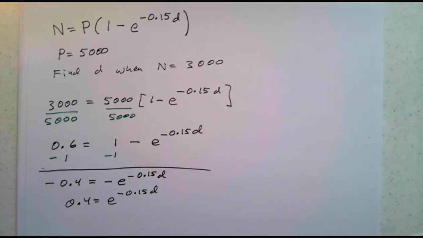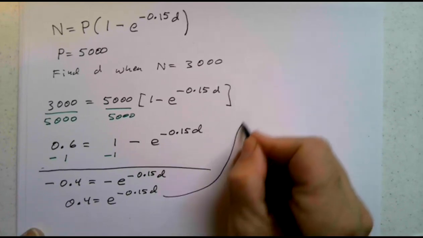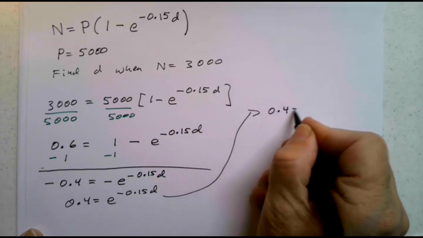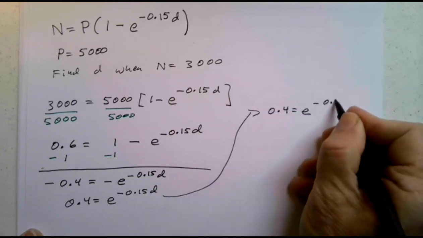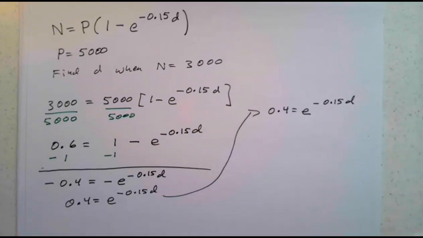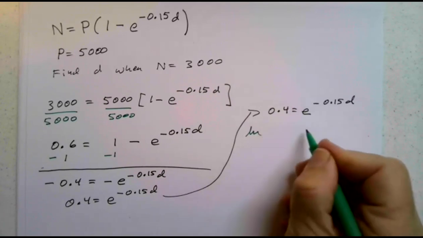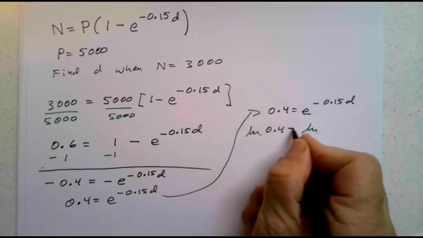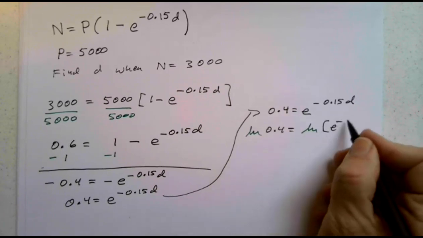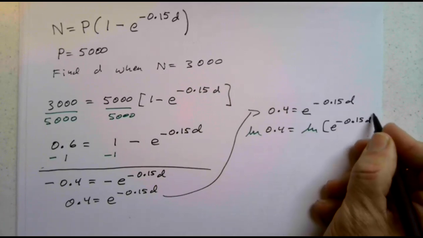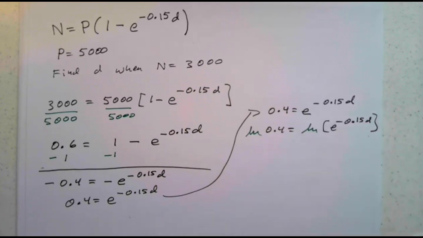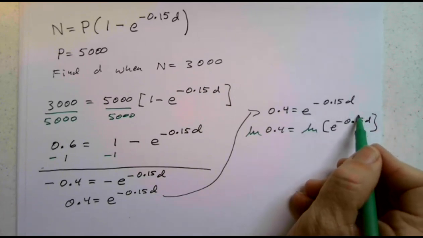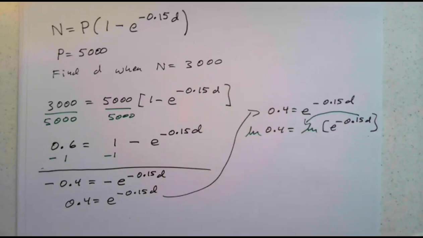Now, how do we solve this? We are going to take the natural log of both sides. So the natural log of the left side and the natural log of the right side. So natural log of 0.4 equals natural log of e to the negative 0.15d. Now, what's good to think about is that we can pull the exponent down. So this negative 0.15d is going to come down in front.